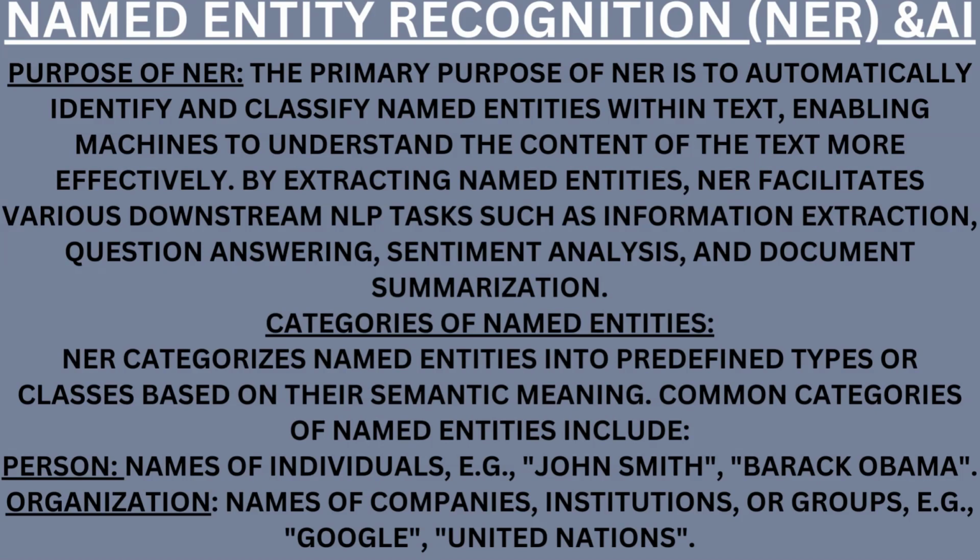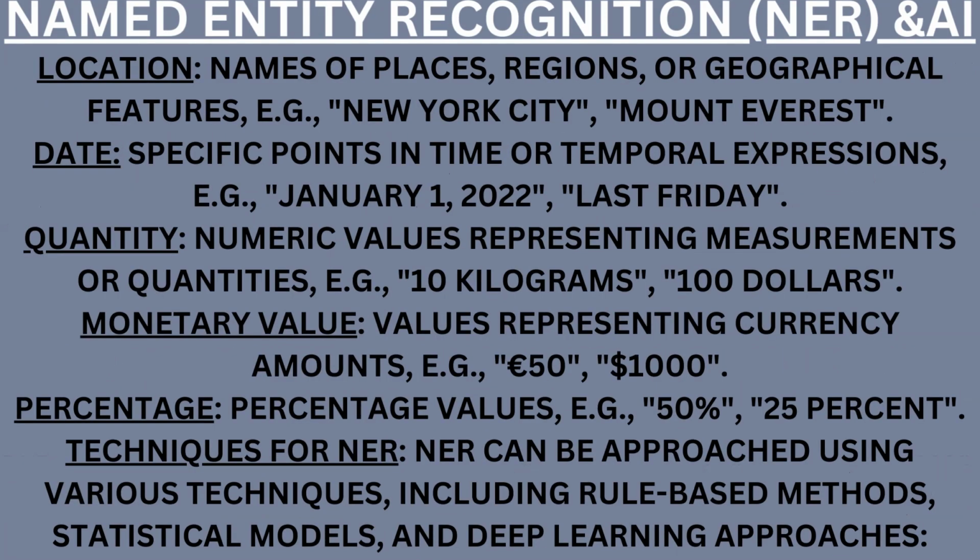Categories of named entities. NER categorizes named entities into predefined types or classes based on their semantic meaning. Common categories of named entities include person, names of individuals, that is John Smith, Barack Obama. Organization, names of companies, institutions, or groups, that is Google, United Nations. Location, names of places, regions, or geographical features, that is New York City, Mount Everest.